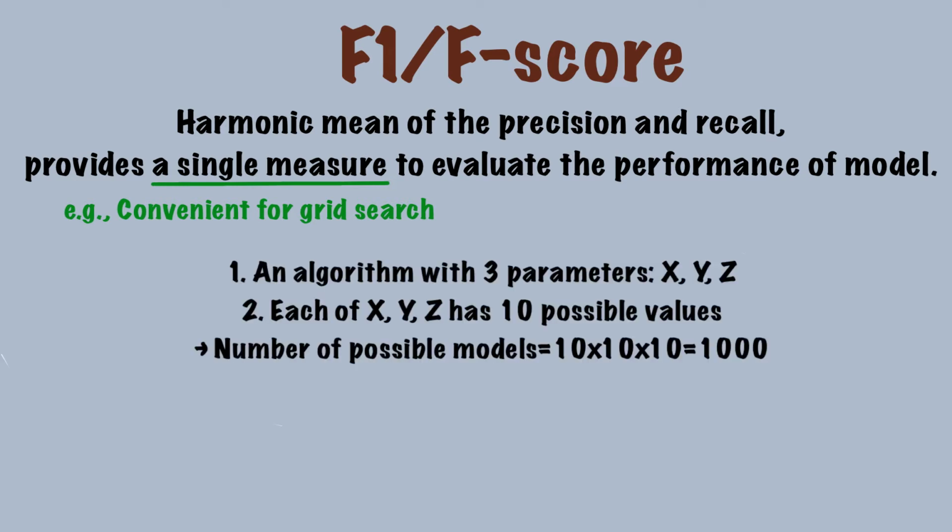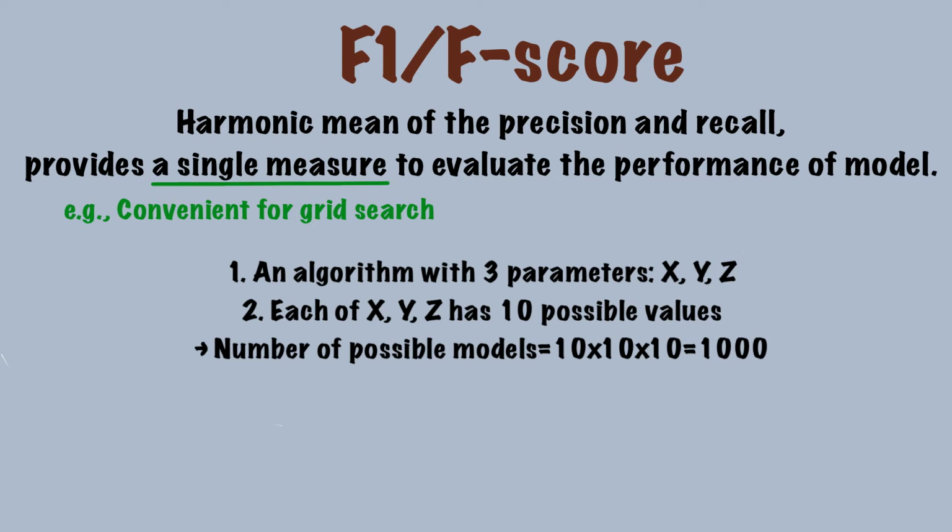To illustrate, this imaginary algorithm has three adjustable parameters. We call them x, y, and z. Each of these parameters has multiple possible values. To make the situation simple, we suppose each parameter has 10 possible values. But in the real world, some parameters can have hundreds or thousands of potential values. Therefore, this algorithm can generate 1,000 different models by taking combination of the parameters.